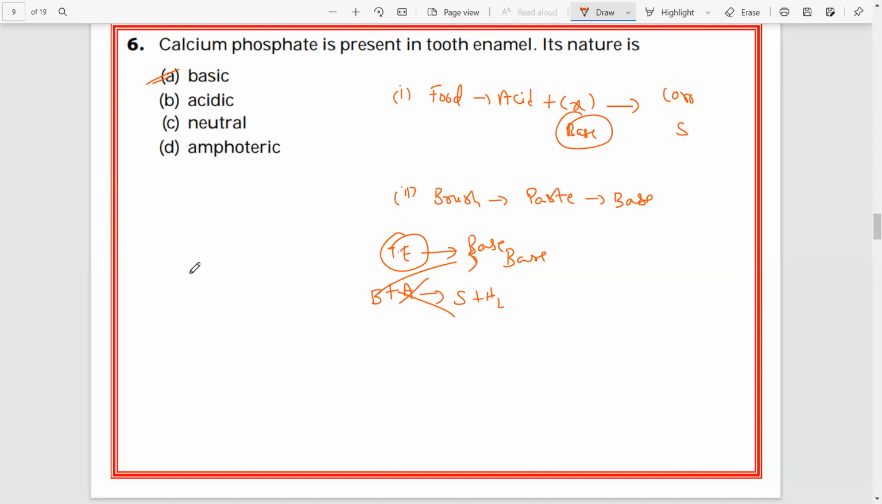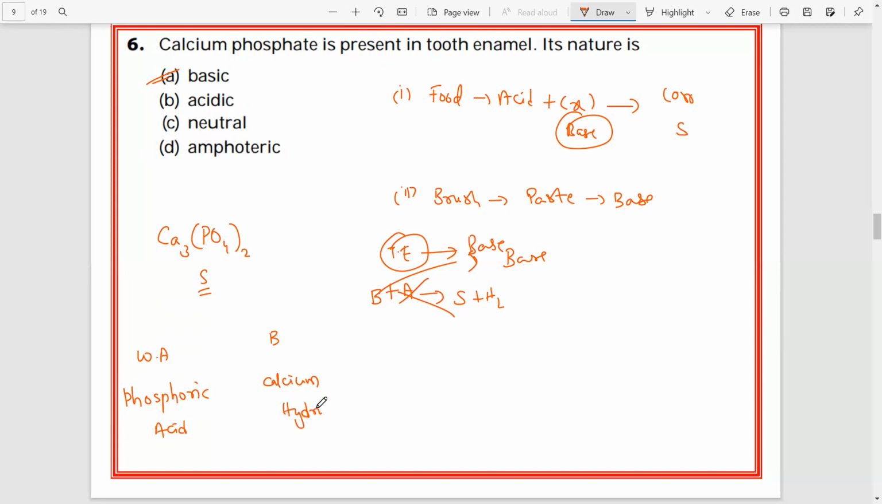If you want, we can go with another condition, that is calcium phosphate. The chemical formula of calcium phosphate is Ca3(PO4)2. How is this Ca3(PO4)2 formed? You see, this is a salt, a basic salt. It is formed by a weak acid, that is phosphoric acid, and one base, that is calcium hydroxide.